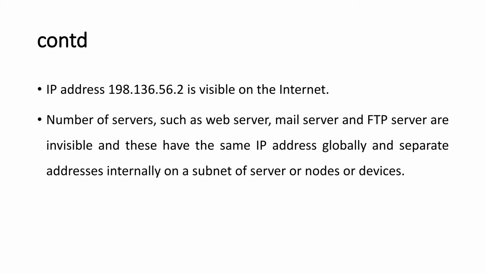The IP address 198.136.56.2 is visible to the internet, but the number of servers such as web servers, mail servers and file transfer protocol servers are invisible. The internal process is invisible, and these have the same IP address globally and separate addresses internally. So there are two types of addresses: one is the global address and the other is the internal address on a subnet of servers or nodes or devices.